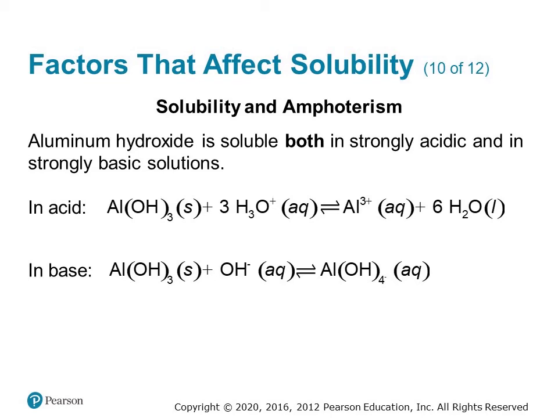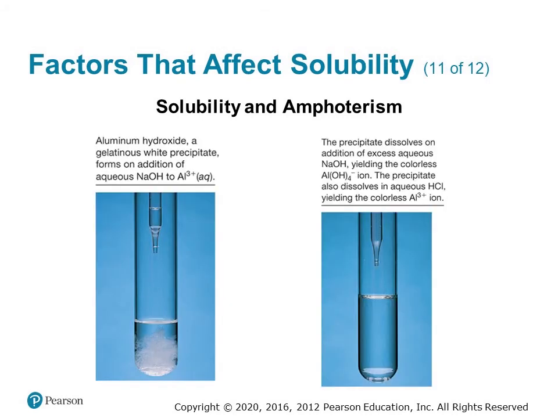What's stranger, though, is that aluminum hydroxide is also quite soluble in strongly basic solutions. In a strongly basic solution, of course, we have a high concentration of hydroxide ions, so shouldn't the common ion effect mean that the aluminum hydroxide should be less soluble than in pure water? That's what you'd probably think, based on everything we've discussed so far, but adding excess aqueous sodium hydroxide, for instance, to the white solid aluminum hydroxide actually causes it to dissolve. This is because aluminum hydroxide is amphoteric, meaning it can react with both acids and bases.